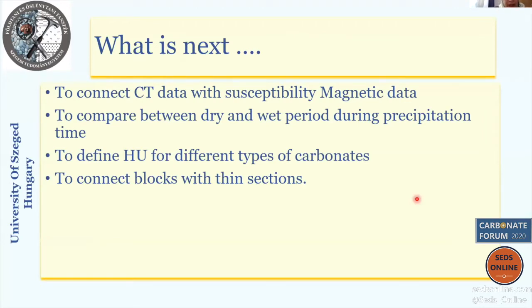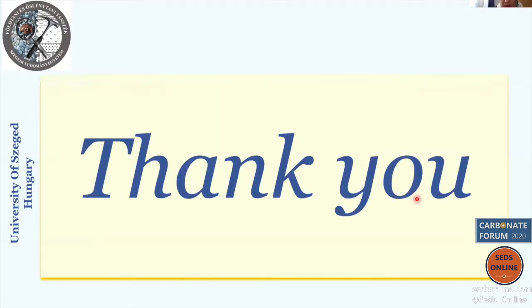I want to connect the CT data with susceptibility magnetic data and compare between a dry and wet period during the precipitation time, to define the Hounsfield unit value for different types of carbonate and to connect blocks with thin sections. Thank you.